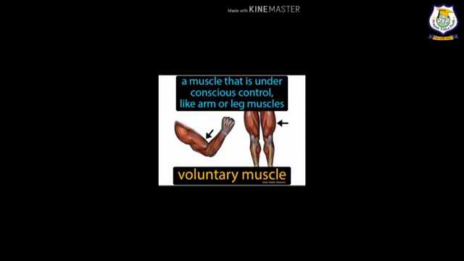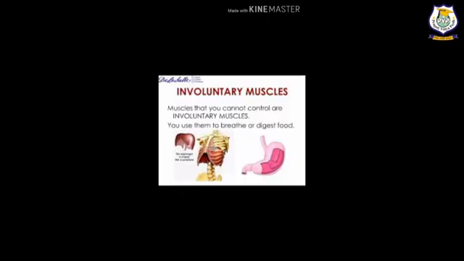We can control the muscles of arms and legs when we are running, walking, jumping or swimming, because these are voluntary muscles. Involuntary muscles work without our thinking about them. For example, our stomach and heart have involuntary muscles. We cannot control these muscles.